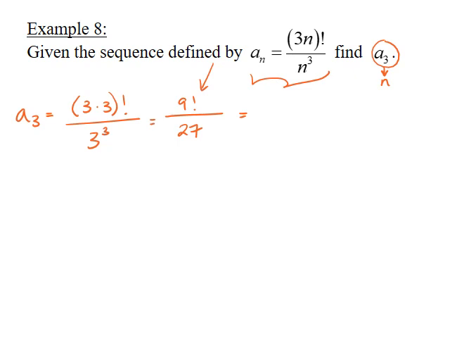So that way you don't have to do 9 times 8 times 7 times 6, so on and so forth in your calculator. You can just type 9, exclamation point, and then it will give you 362,880 divided by 27. This results in 13,440.